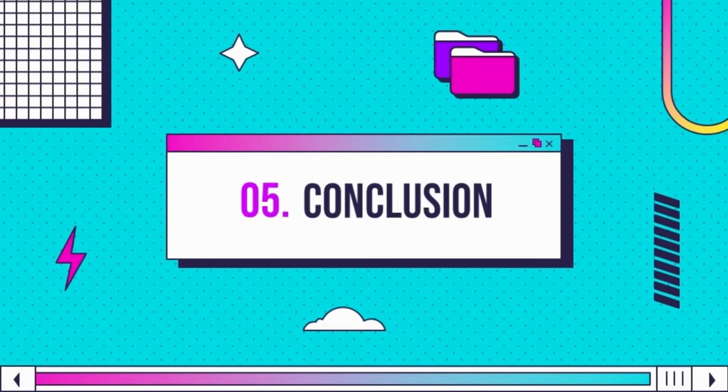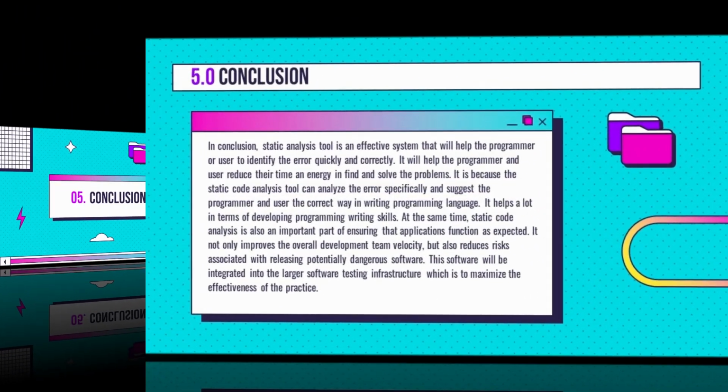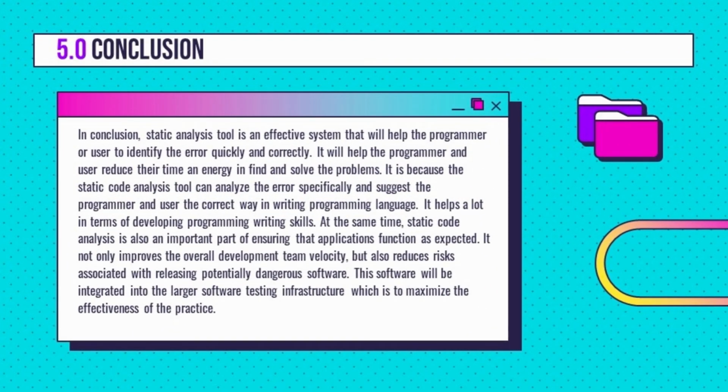My name is Muhammad Syakir Ali bin Samsudin and my matric number is DI 2020. Okay, now I will talk about the conclusion of this project, a static code analysis tool. In the conclusion, a static analysis tool is an effective system that will help the programmer or user to identify errors quickly and correctly. It will help the programmer and user reduce their time and energy in finding and solving problems.